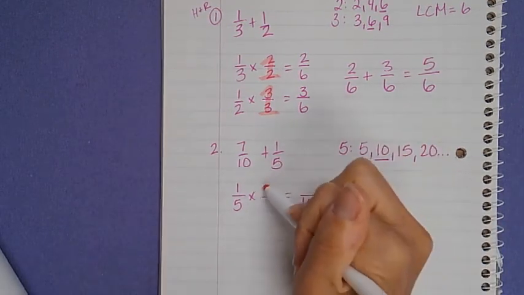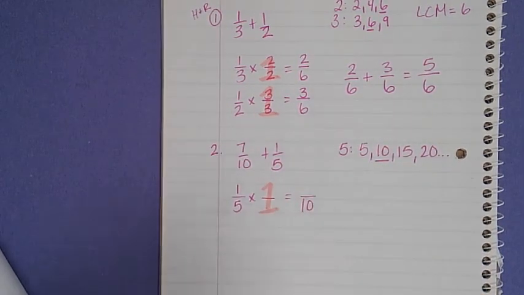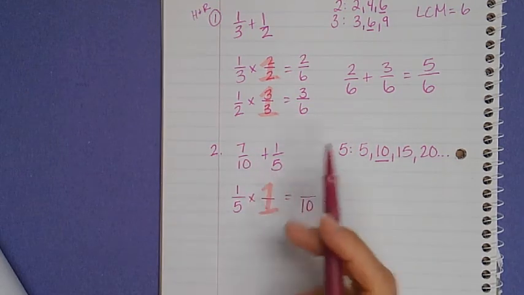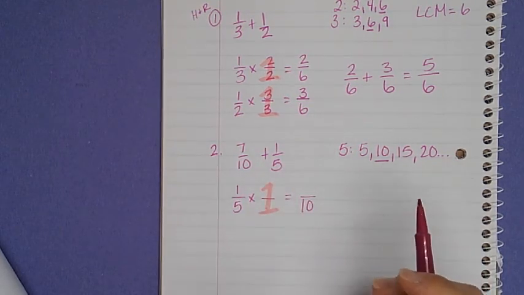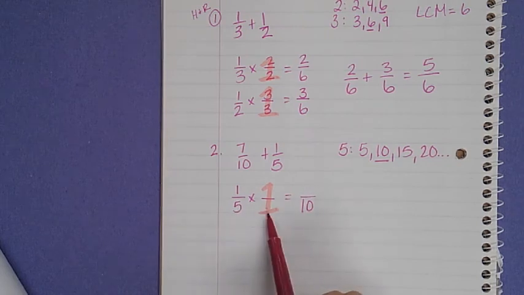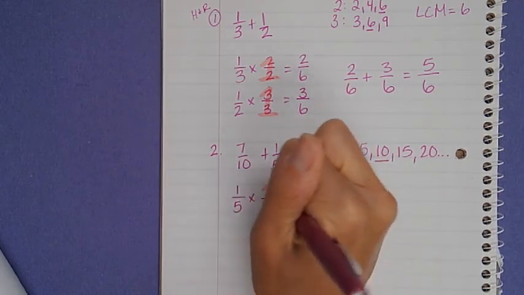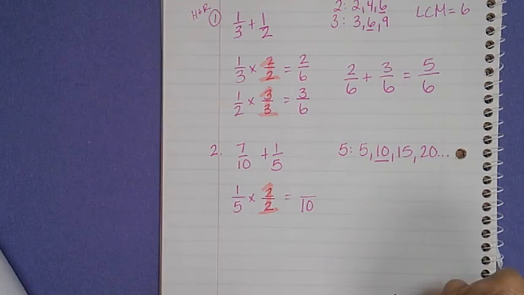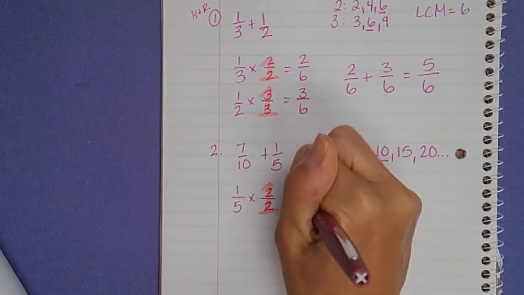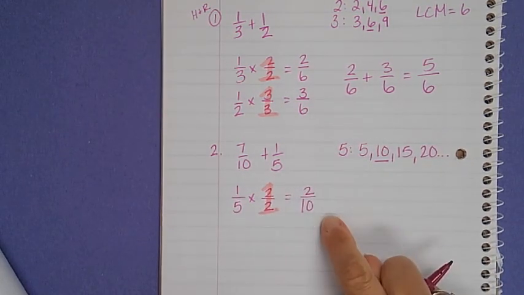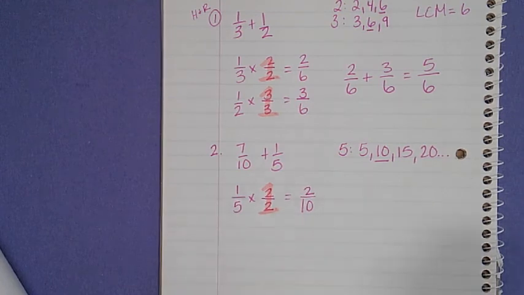Again, I like to think about this like if I was adding apples plus oranges. I can't do that. Those are two different things, just like tenths and fifths are two different things. I need to make them compatible. So 5 times something gives me 10. I know that's 2. I do the same thing to the numerator. 1 times 2 is 2, and I end up with 2/10 is an equivalent fraction to 1/5.